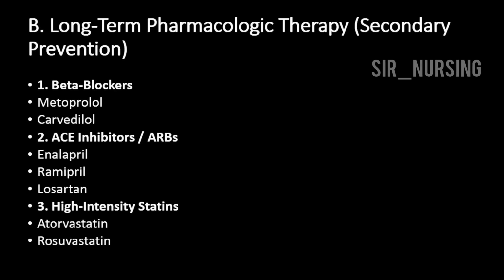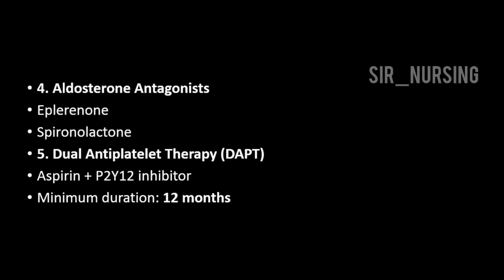B. Long-term pharmacologic therapy, secondary prevention. 1. Beta blockers: metoprolol, carvedilol. 2. ACE inhibitors, ARBs: enalapril, ramipril, losartan. 3. High-intensity statins: atorvastatin, rosuvastatin. 4. Aldosterone antagonists: eplerenone, spironolactone. 5. Dual antiplatelet therapy, DAPT: aspirin plus P2Y12 inhibitor. Minimum duration, 12 months.